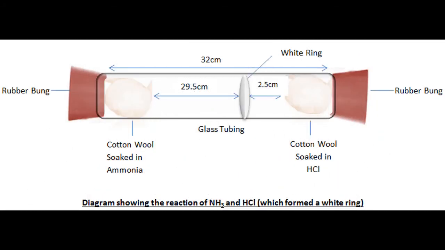Examples of diffusion experiments are ammonia and hydrogen chloride. For example, aqueous ammonia gives off ammonia gas, and hydrochloric acid gives off hydrogen chloride gas. If we soak two pieces of cotton wool and place them in the ends of a sealed tube, a white ring will form closer to the hydrochloric acid, rather than in the middle. This shows that the particles of ammonia are smaller and lighter, and thus diffuse more quickly than the hydrochloric acid.